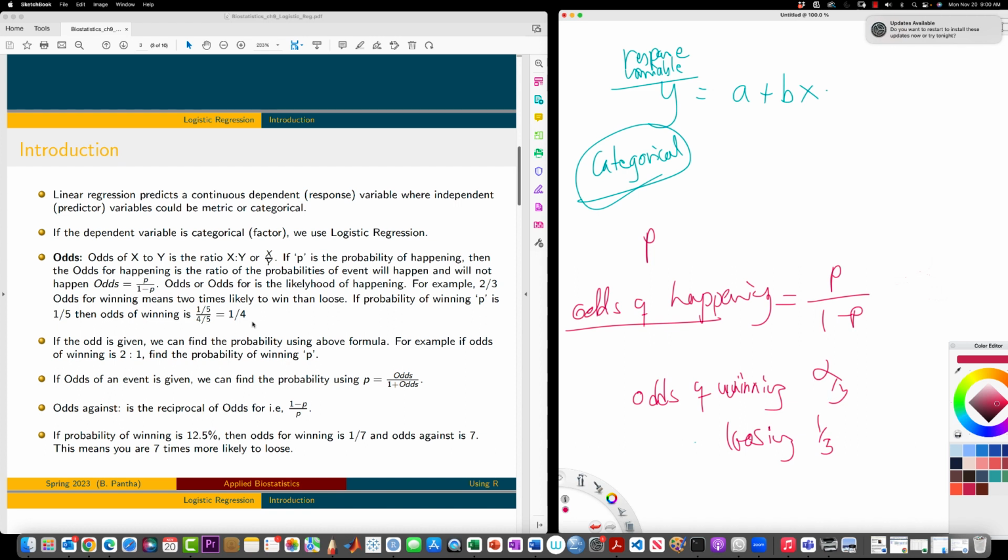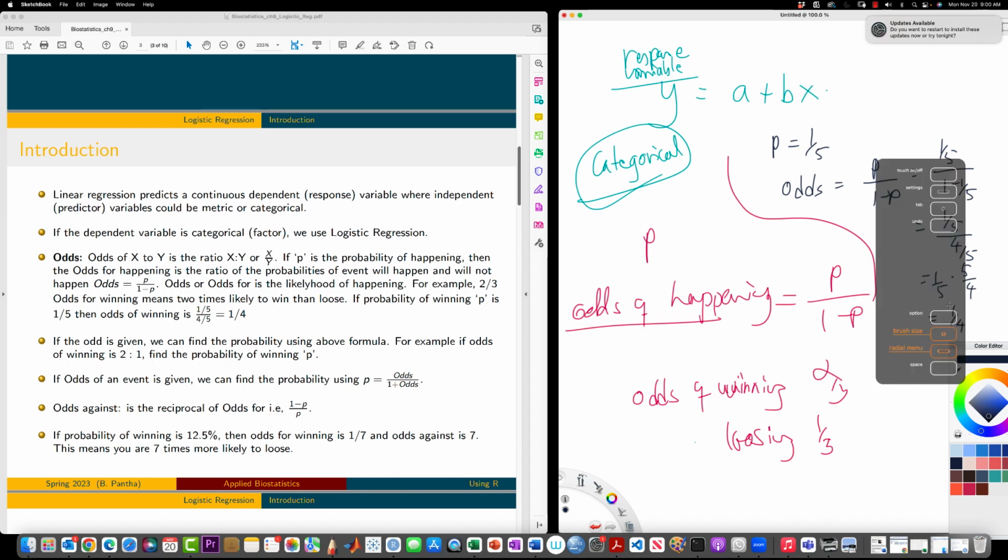Another example: if the probability of winning P is 1/5, what will be the odds? P equals 1/5, then the formula for the odds is P over 1 minus P, right? So that will be 1/5 divided by 1 minus 1/5, which is 1/5 divided by 4/5. You can write 1 over 5 times 5 over 4. That will be 1/4. So the odds of winning here will be 1/4.